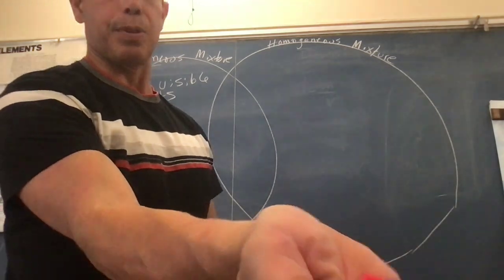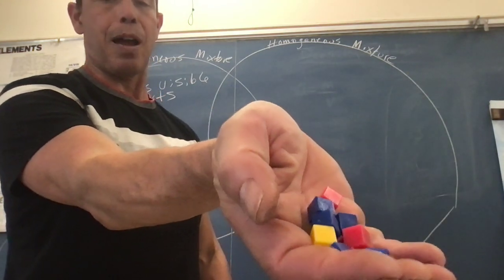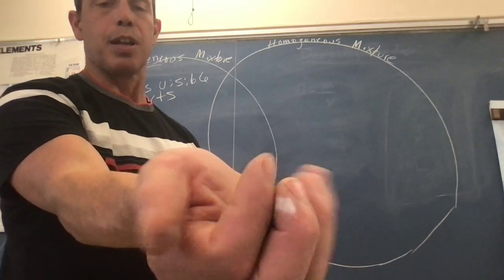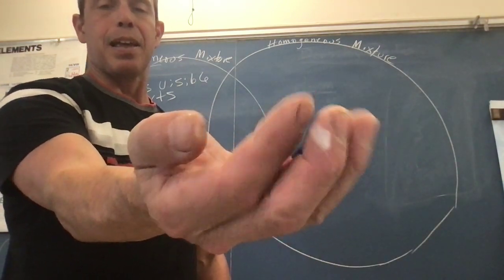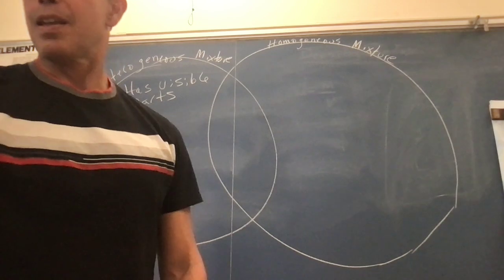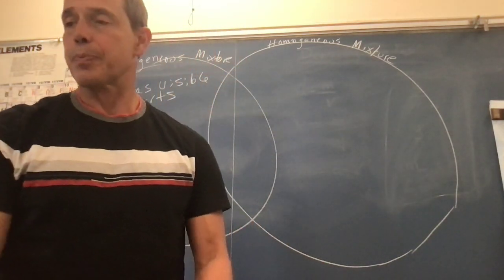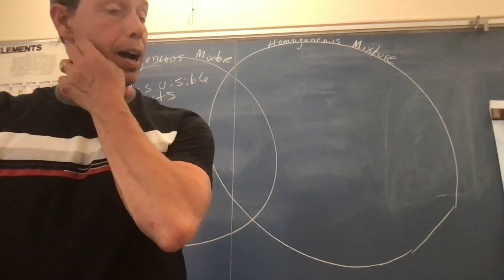Very simple one, and I know you're having a hard time. I'm having a hard time with the camera here. It would just be a bunch of blocks of different colors mixed together in my hand. That was a mixture. Not anymore, because I just tossed it. So that would be an example of heterogeneous mixtures.